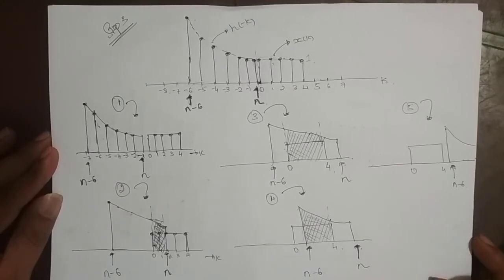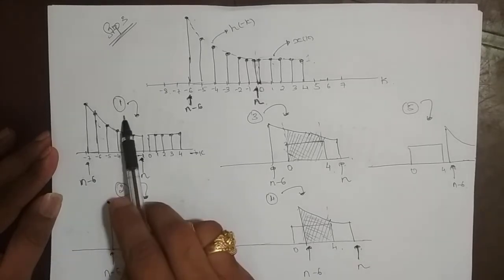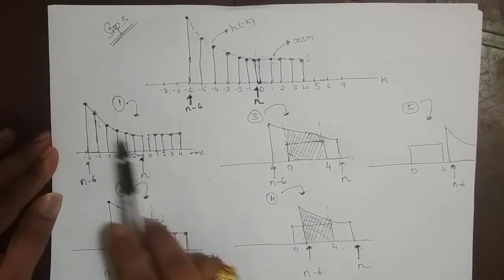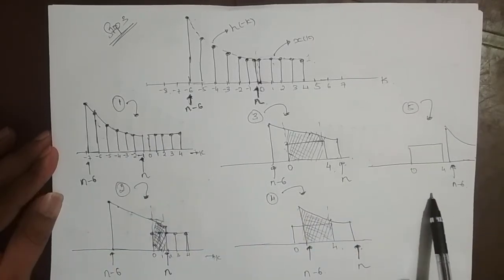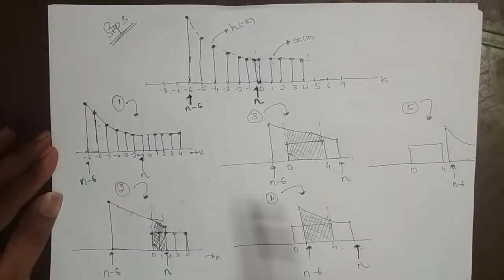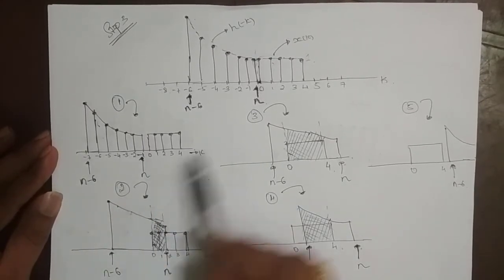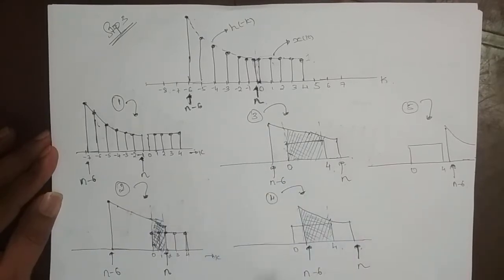I hope this is convincing. Now I need to get the equation for case 1. This is 0, y of n is 0 because there is no overlap. Case 5, again this is 0 because there is no overlap. So I can write directly y of n equal to 0. Now I have to write the equation for case 2, case 3 and case 4, which we will do now. So case 1.